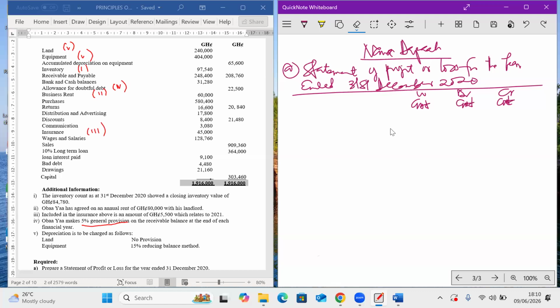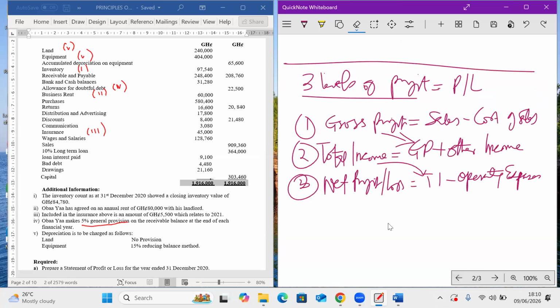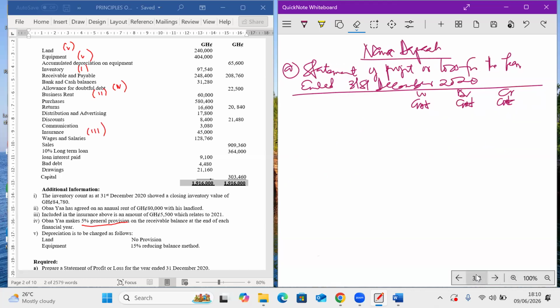So I'm now ready to start my work. Now, let's go back to the profits. Levels of profit. What's the first level of profits? Gross profit. So we are going to find a gross profit. How do we find a gross profit? Sales minus cost of goods sold. So I'll begin. Sales.